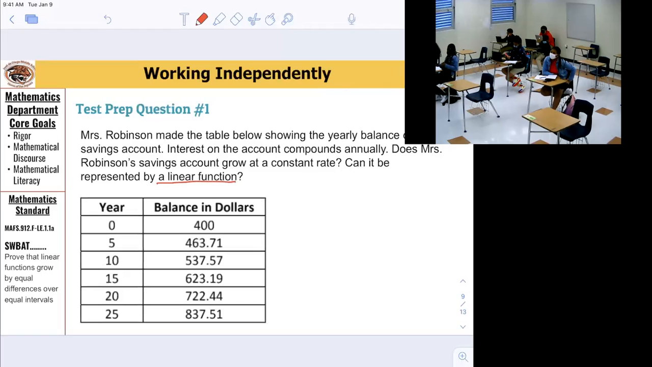All right, so I'm going to trust you guys know what to do. Go ahead and take 3 minutes to figure out and let me know if this is a linear function. If you have questions, you can ask it in the chat.